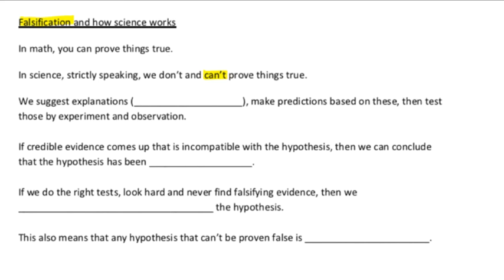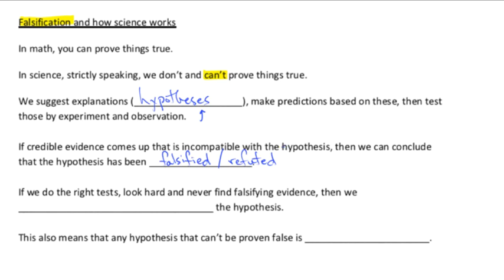What we do instead, the way science works, is we suggest explanations, which we call hypotheses, with an E here if it's plural and I if it's singular, and we make predictions based on those, and then we test those by experiment and observation. And really what we're looking for is evidence against the hypothesis, just like we saw all of those pieces of evidence against the sandwich model hypothesis of the cell membrane. And if credible evidence comes up that is incompatible with our hypothesis, then we conclude that the hypothesis has been refuted or it's been falsified. In other words, that's not a correct model. Falsified or refuted, meaning that can't be the model that accords with reality.